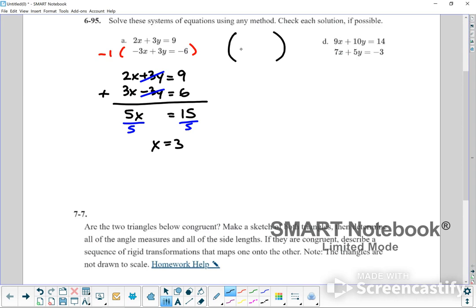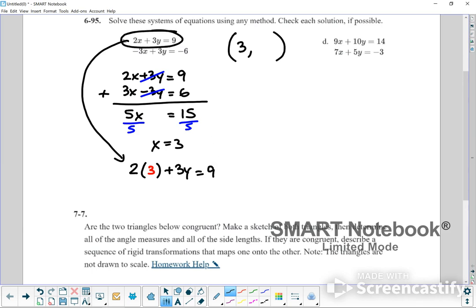Okay? So that's my first answer. Remember, you need two answers, so x is equal to 3. Now I need to pick one of my equations. I'm going to pick the top equation, and I'm going to utilize that as the equation to help me get my y. So the top equation, I'm going to rewrite it as 2x, but instead of x, I'm going to write down what I just found out, which is 3. So 2 times 3, plus 3y equals 9. That's my top equation right there.